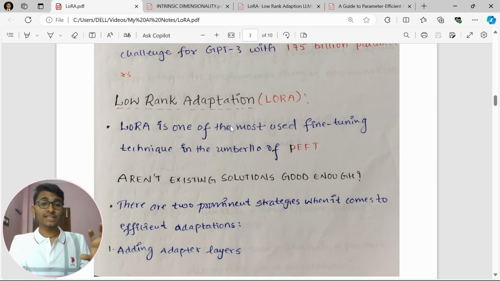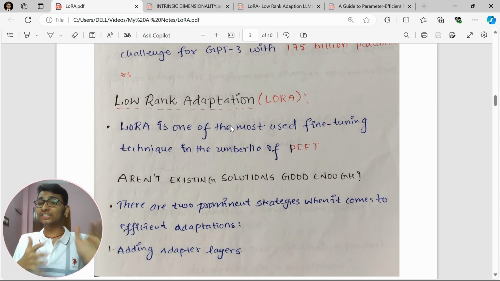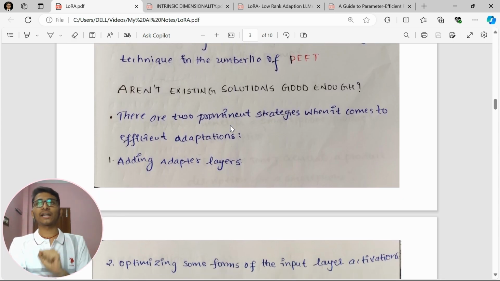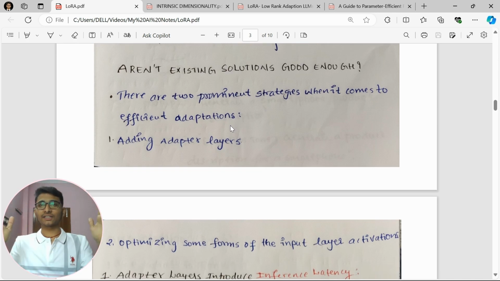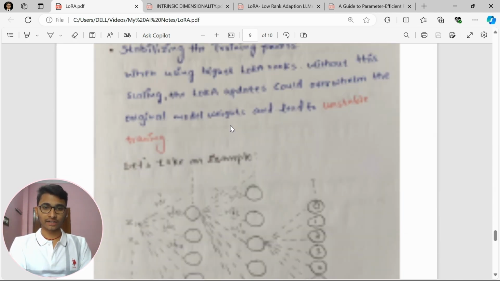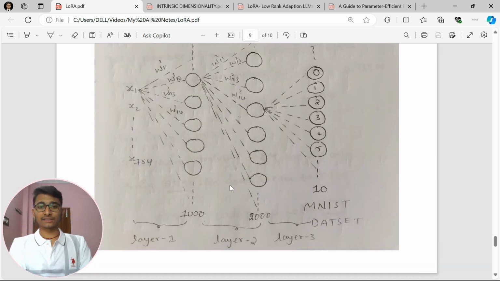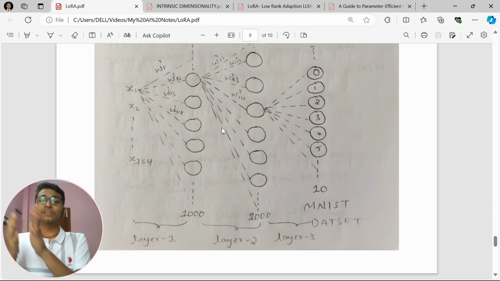Now, before understanding LoRA, let's understand: are the existing solutions good enough to solve this? The existing techniques like adding adapter layers. See guys, imagine an architecture. Let us take, I have this architecture here written. Now, in this architecture, I will insert two more layers. Those are adapter layers. Adaptation is nothing but making it an expert in some specific task. We add two more layers at the end.